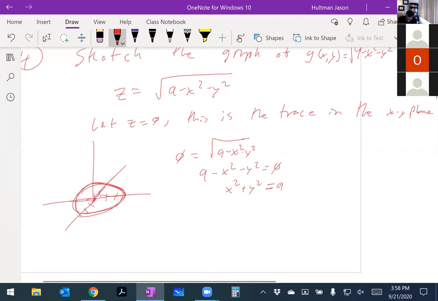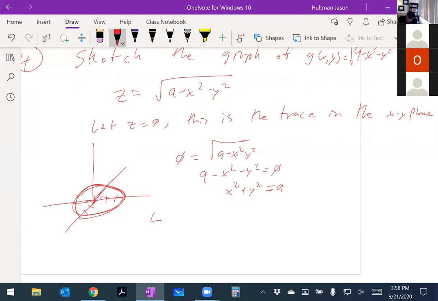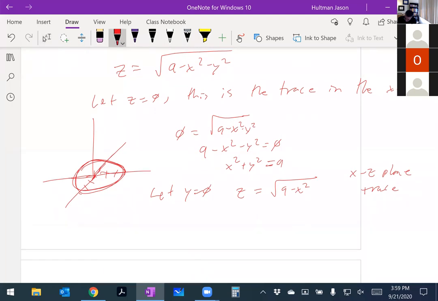Now let's let y equal 0. See what happens here. So z equals the square root of 9 minus x squared. So when y is equal to 0, that's going to be the trace in the xz plane, right? That's the trace in the xz plane. Okay, so let's figure out what's going on here. If I were to square both sides, I would get z squared is equal to 9 minus x squared.